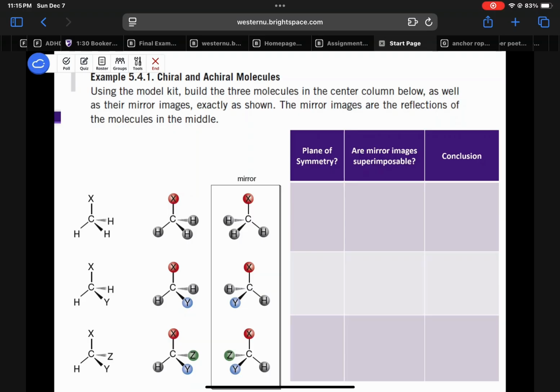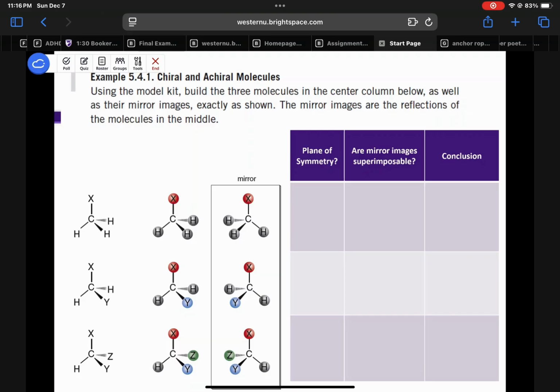So on the left, I have a molecule. The plain black prongs are going to represent hydrogens, and then my unique group, that is my red ball. And then I'm going to build its mirror image. So imagine you're holding a plane or a mirror right between them, and we want to build it such that the red reflects the red, the back black reflects the back black, and so on. These are mirror images, and we want to look at one, and we're going to decide if it has a plane of symmetry.